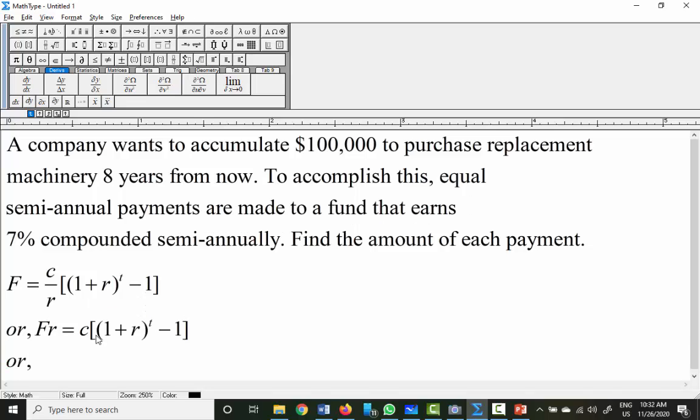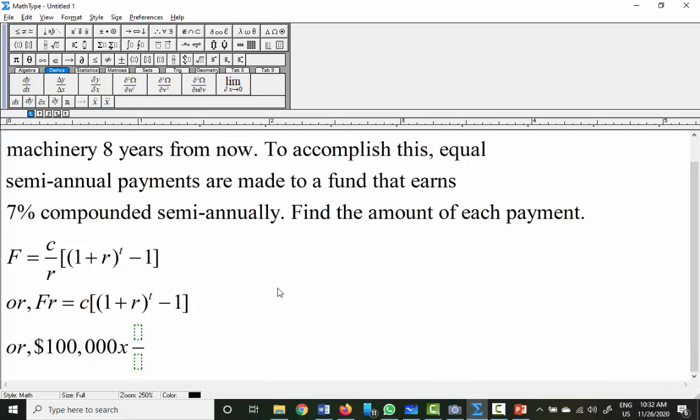Right, so now we can put the values there. Future value: we want to accumulate $100,000 in 8 years, or after 8 years. R, the rate of interest, is 7%. This is the annual rate, but interest will be compounded on a semi-annual basis.